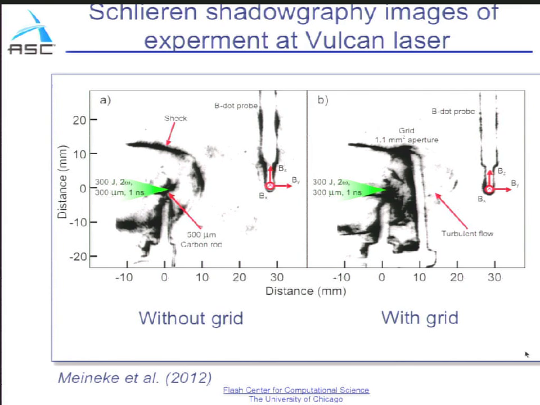On the left here is the situation, and here's the laser coming in from this direction. You can see the asymmetric shock here. In this case, it was a carbon rod. There's no grid here. This is the probe, which at the very tip has 3 little coils, the 3 axes that are measuring the magnetic field in these 3 directions. And on the right-hand side is exactly the same thing, except the grid is in place, and you can see that beyond it, there was a lot of turbulence in the flow.